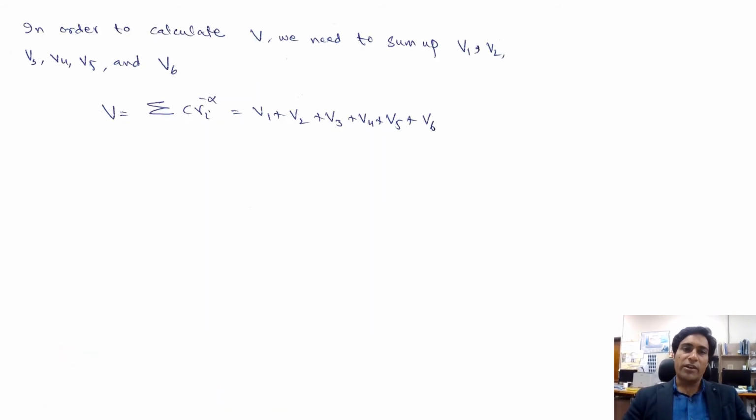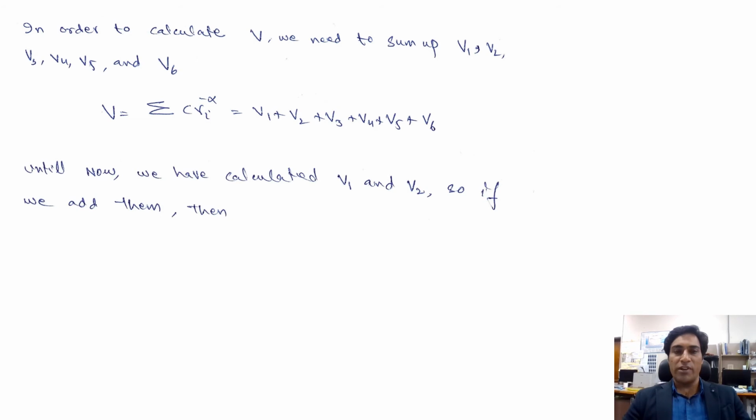In order to calculate V, we need to sum up V1, V2, V3, V4, V5 and V6 like this. V is equal to summation of c r_i minus a, which is equal to V1 plus V2 plus V3 plus V4 plus V5 plus V6. Until now we have calculated V1 and V2.